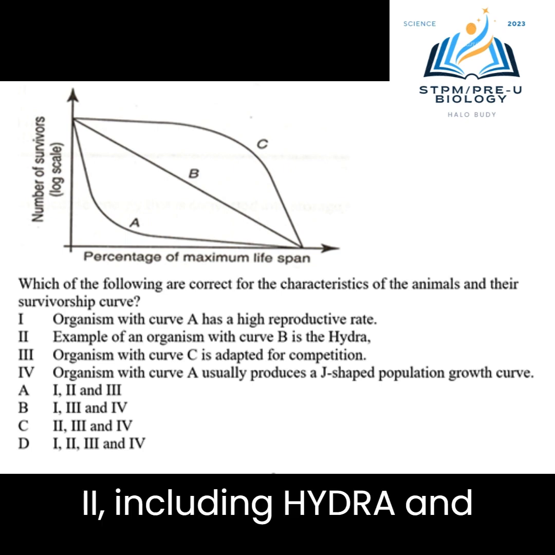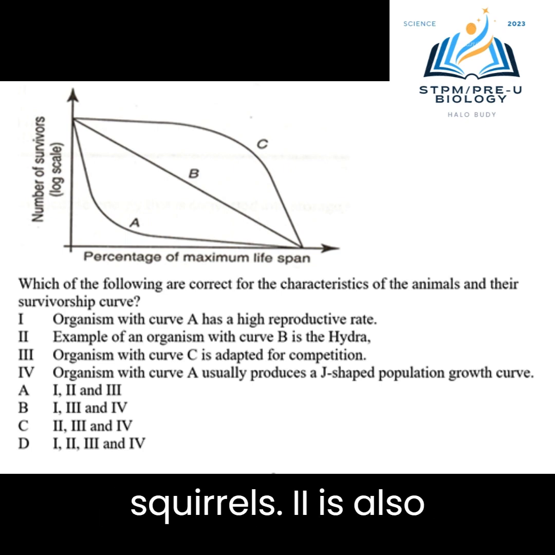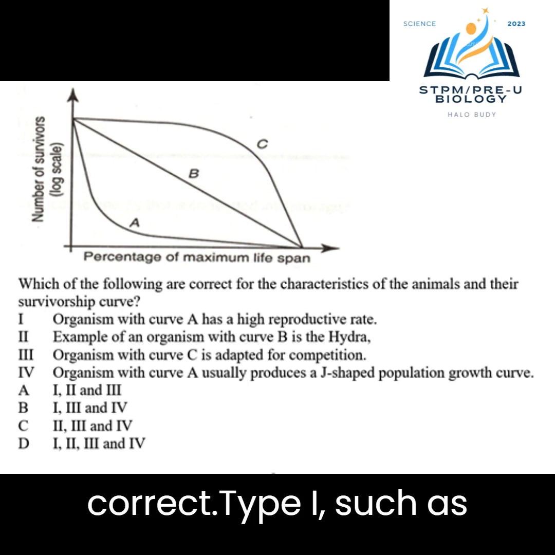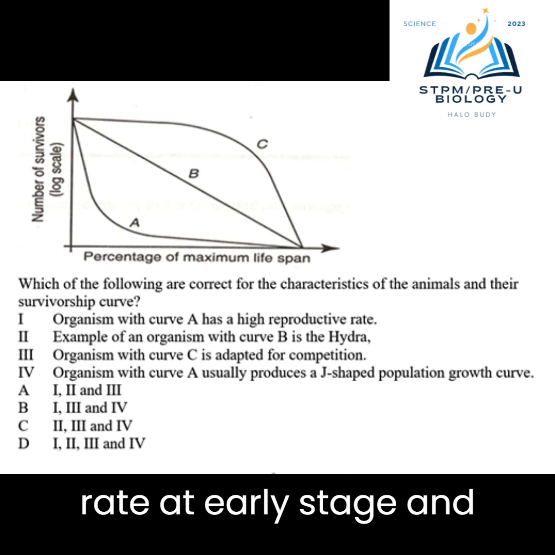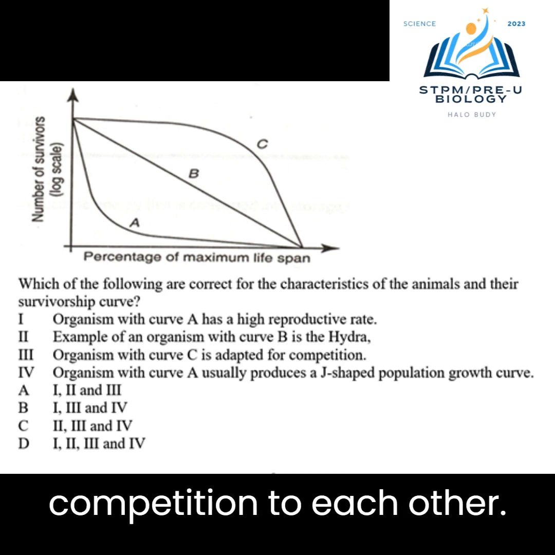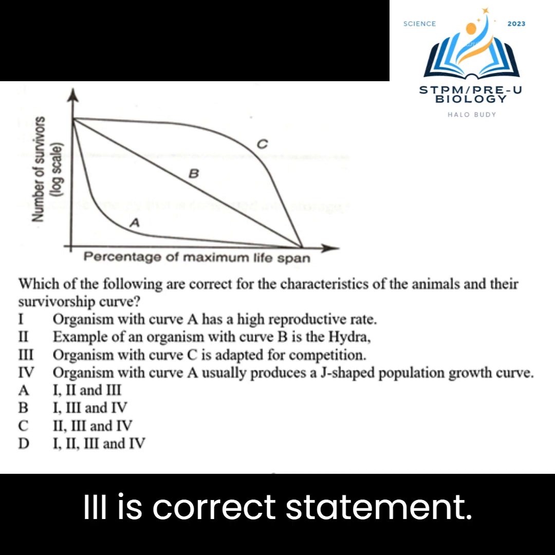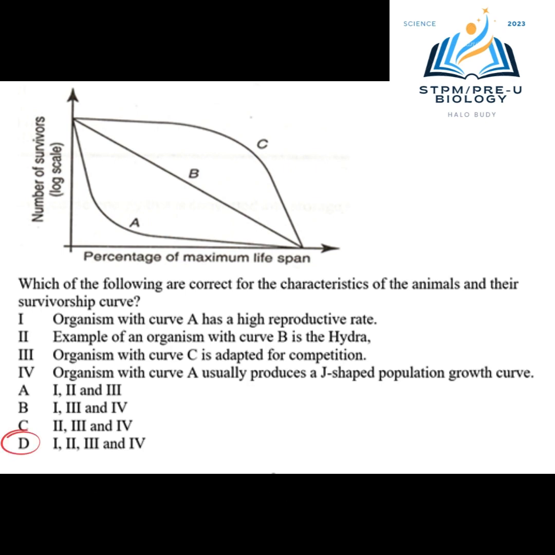Examples of type 2 include hydra and squirrels. 2 is also correct. Type 1, such as humans, has a high survival rate at early stage and hence is more adapted for competition with each other. 3 is a correct statement. Hence, the correct answer is D.